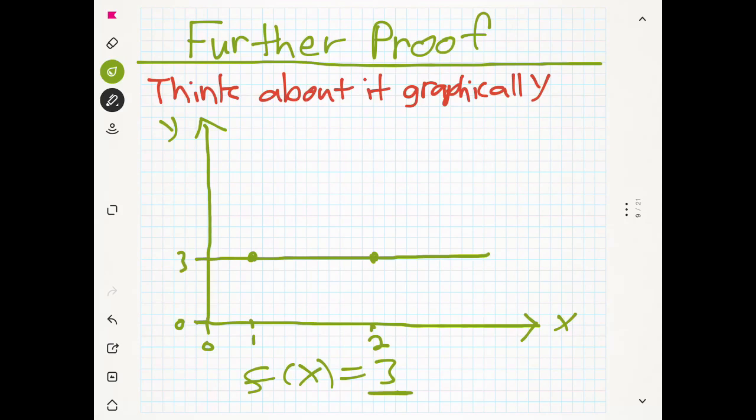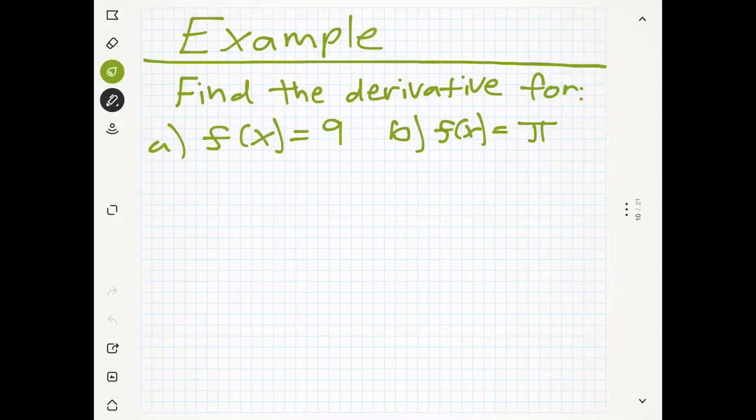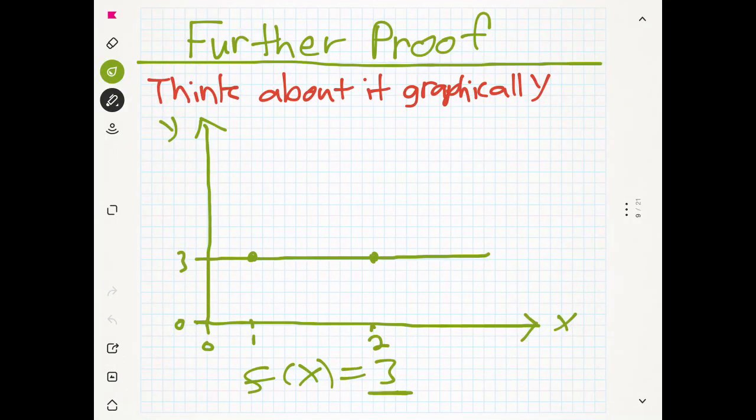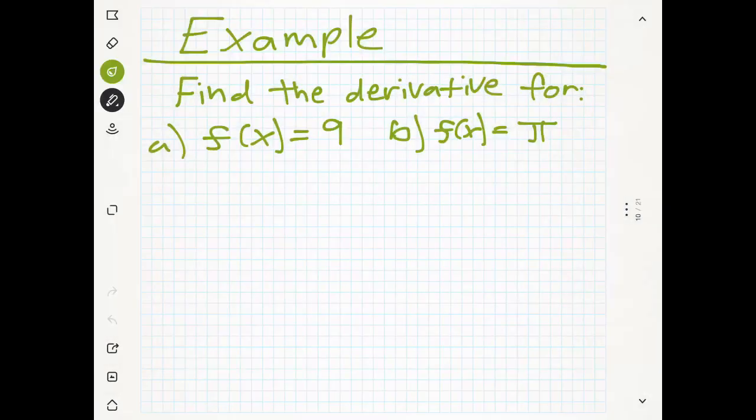So that's the first rule for differentiation. Now here's two examples, and this is how I'm going to represent those examples. So first, for a, find the derivative of f of x is equal to 9. Again, 9 is a constant number. That means like in our past graph that I just showed you, it will be a straight line at 9. The function value for whatever x value will always be 9.